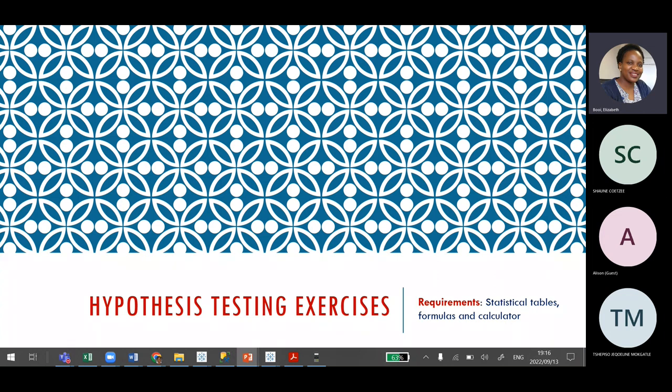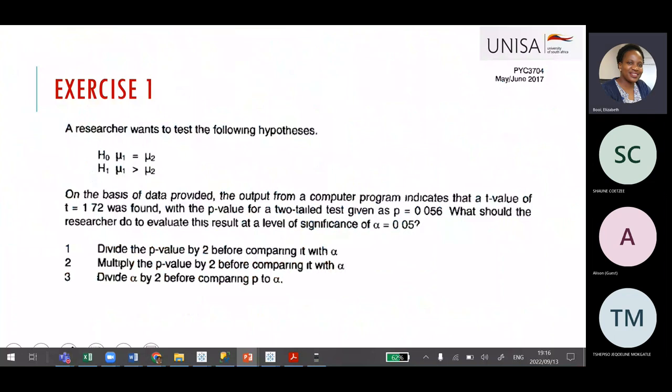Okay, so let's look at more activities. This is another question. A researcher wants to test the following hypothesis. The null hypothesis states that mean one is equal to mean two, and the alternative states that mean one is greater than mean two. So already, based on the statement they have given you, you could sense that this is an independent test, right? You can also, based on the sign, say this is a directional test, or a one-tail test.